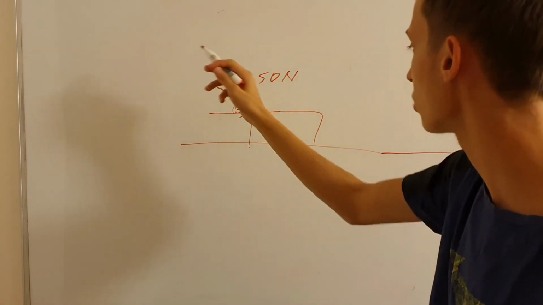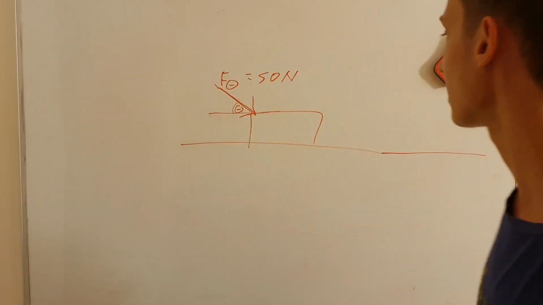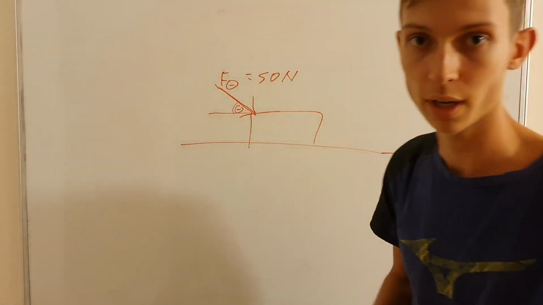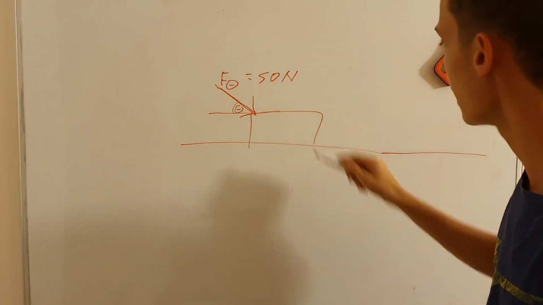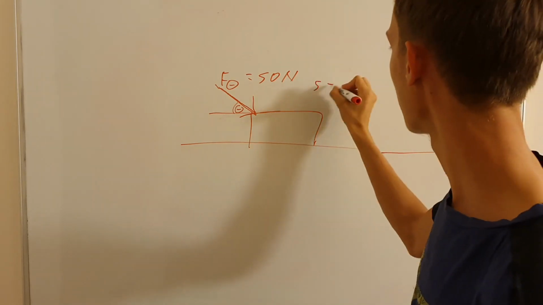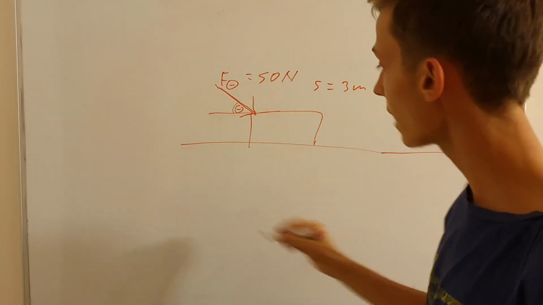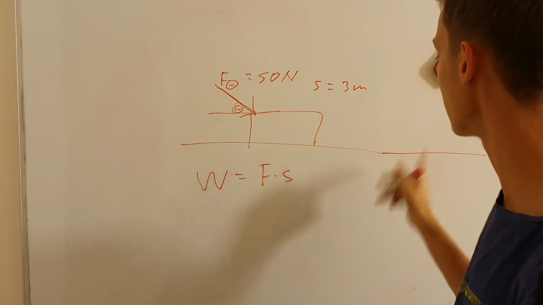It's skewed. It's not pushed straight in the direction of its travel, but from this side, so just a partial component of the entire force vector will actually apply in this direction. Let's say it's pushed for 3 meters. So again, the work for such a case would be F times S, the force applied times the distance.